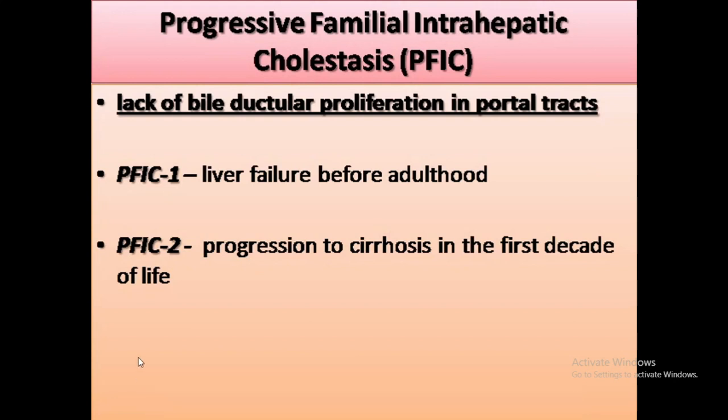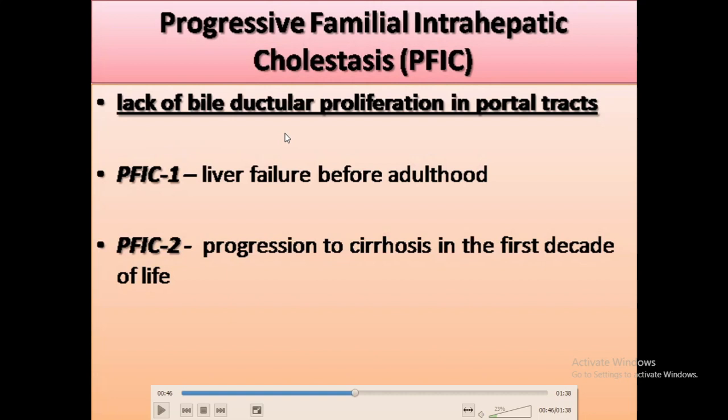Now, progressive familial intrahepatic cholestasis is inherited autosomal recessively, where there is lack of bile ductular proliferation in the portal tract. There are two types, type 1 where there is liver failure before adulthood and type 2 where progression to cirrhosis occurs within the first decade of life.